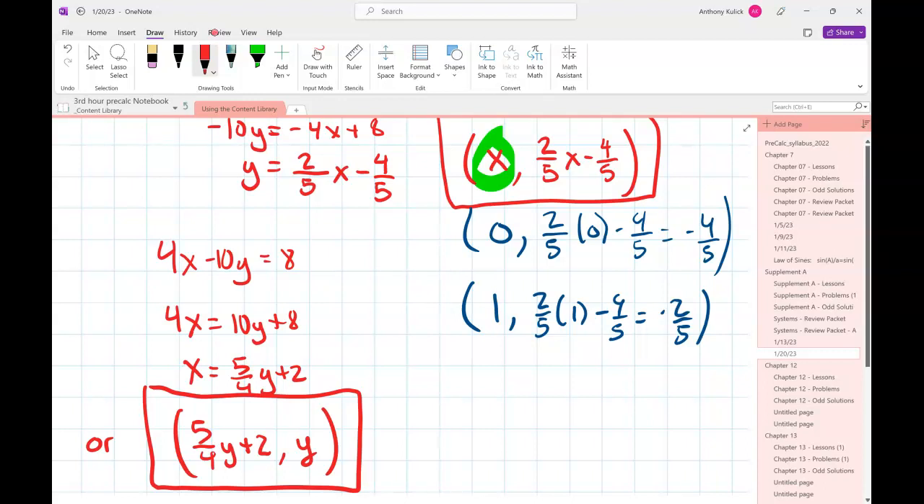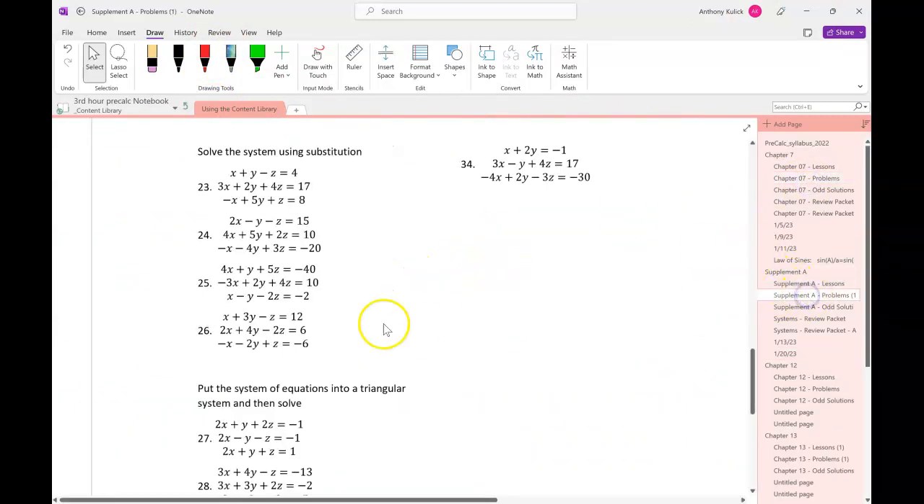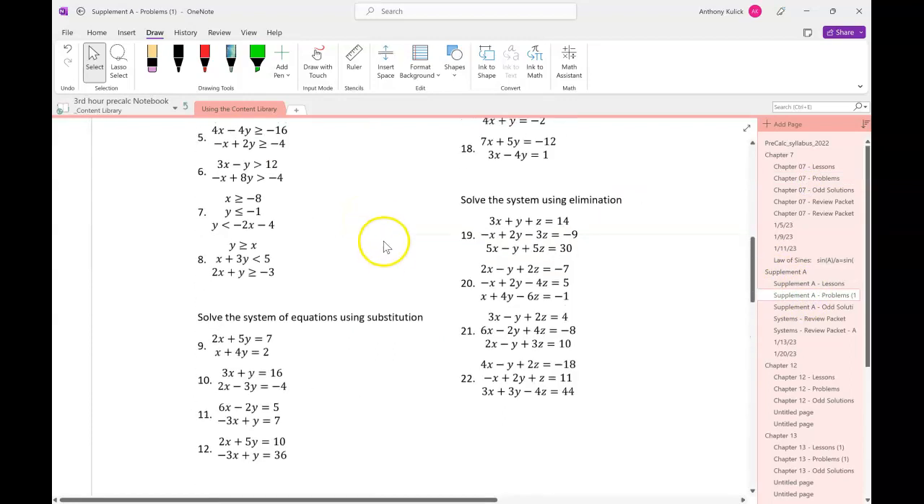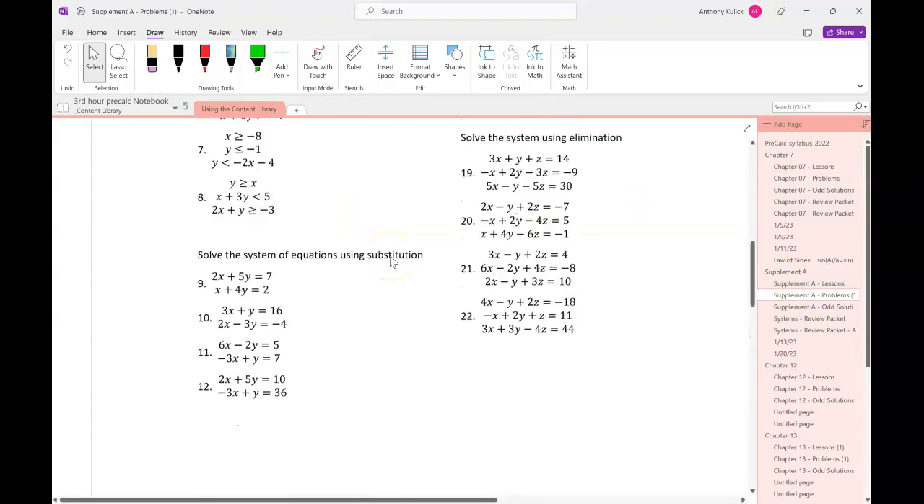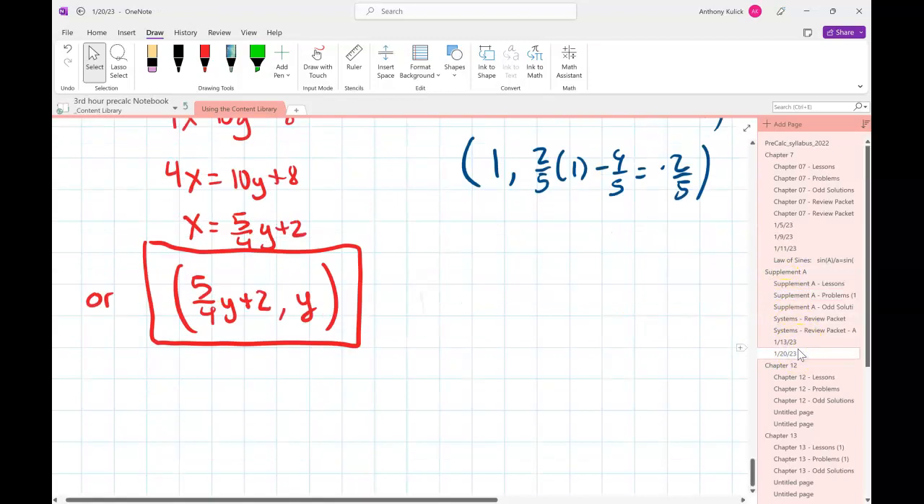How do you guys feel about substitution and elimination in two variables? Good. Is this familiar? You guys remember doing this? Do you feel like you're pretty good at this already? Okay. So what have we assigned for this? Problems 9 through 18 would have been the problems that go with that section.